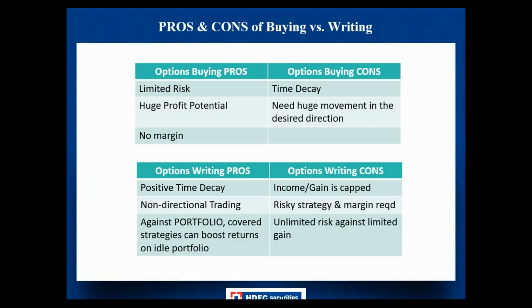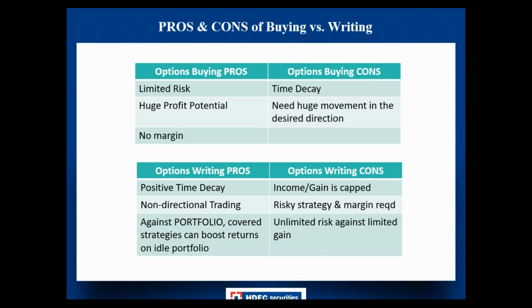The cons of options writing: obviously we know that the income is capped, because when you're writing or selling options, you are receiving a premium and your profit is only limited to the premium that you have received. This is the biggest con of options writing. Your income or your gain is capped.